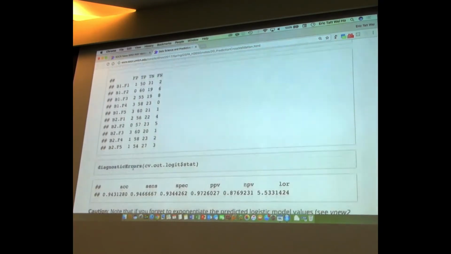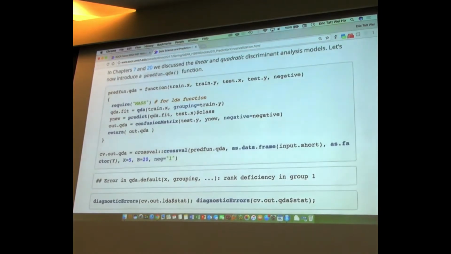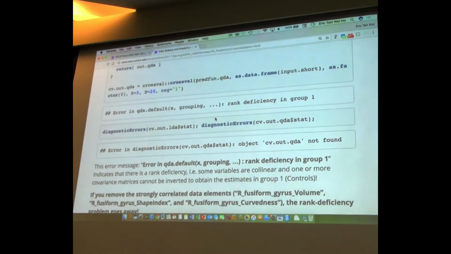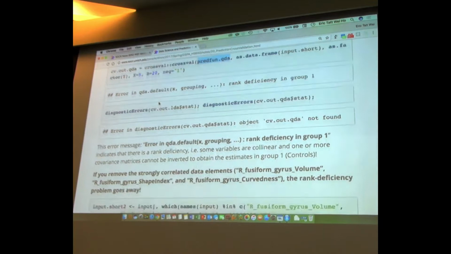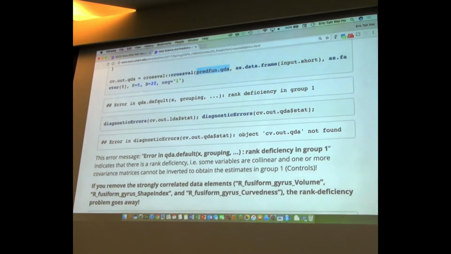So back here to quadratic discriminant analysis, QDA: learn the model on the training data, use the model to predict on the testing data, extract the new labels for the predicted models, and then report the confusion matrix comparing the testing true labels with the predicted labels. And then here is where you're going to use this predict function for QDA in a cross validation, 20 iterations, 5 folds. Oh, by the way, here I left this error message on purpose.